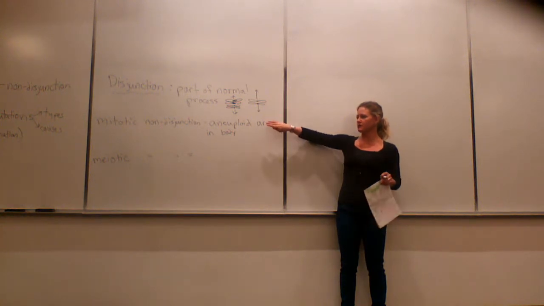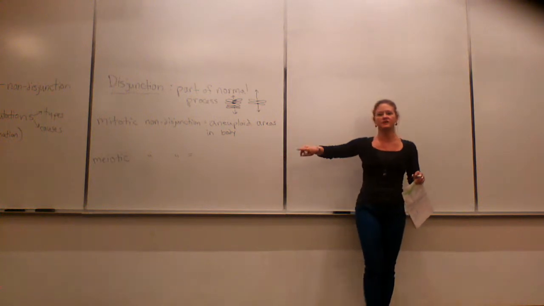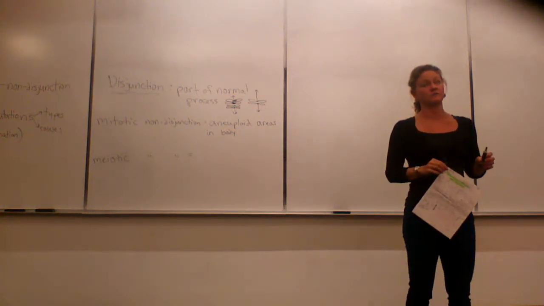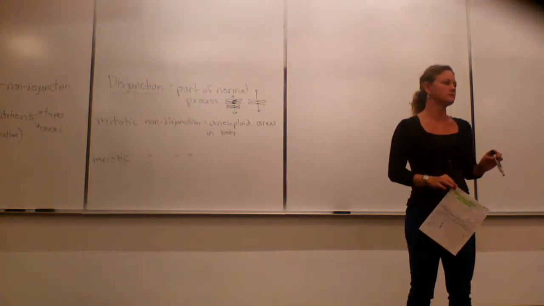But I think what Carl was about to speak to was, where would we see aneuploidy in the entire organism, or almost nearly the entire organism, from a mitotic non-disjunction event?